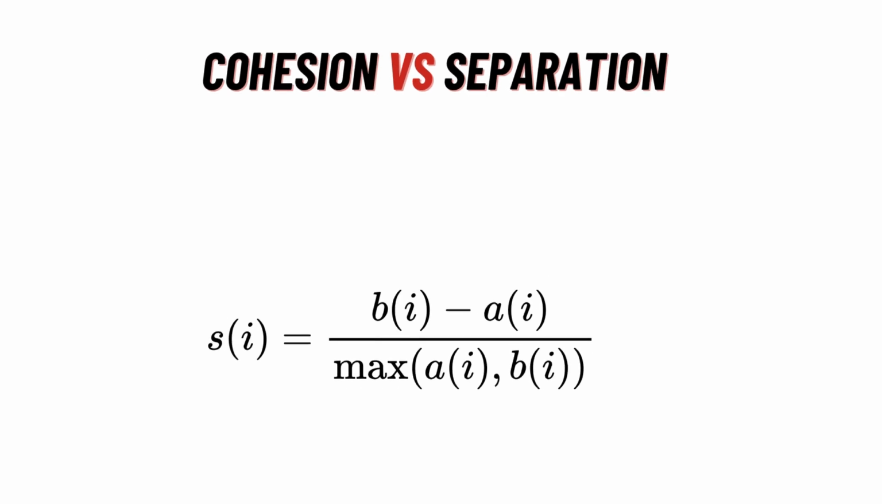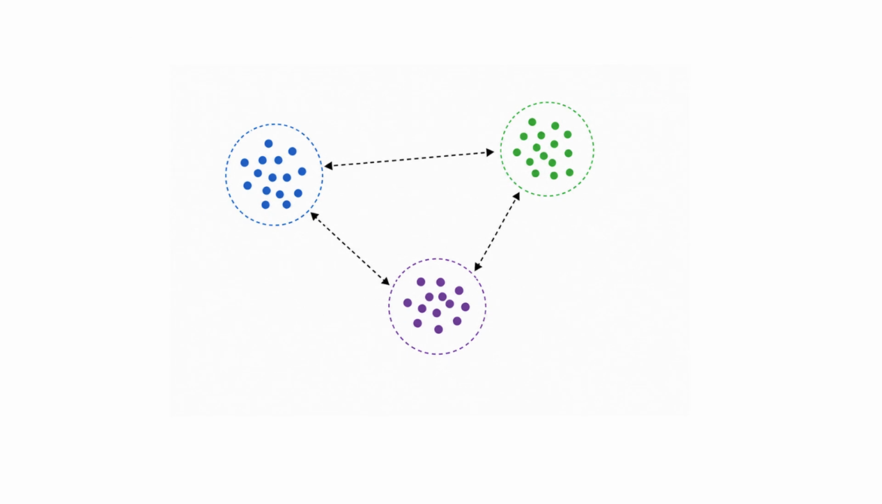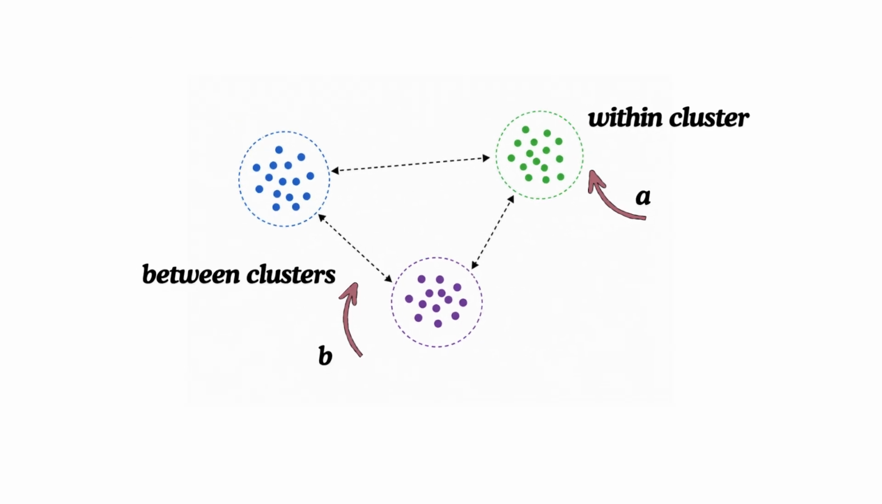To understand this formula, we need to define two variables, A and B. A represents cohesion. How close is this point to its own neighbors? B represents separation. How far is it from the next closest cluster? In an ideal world, we want A to be very small and B to be very large.